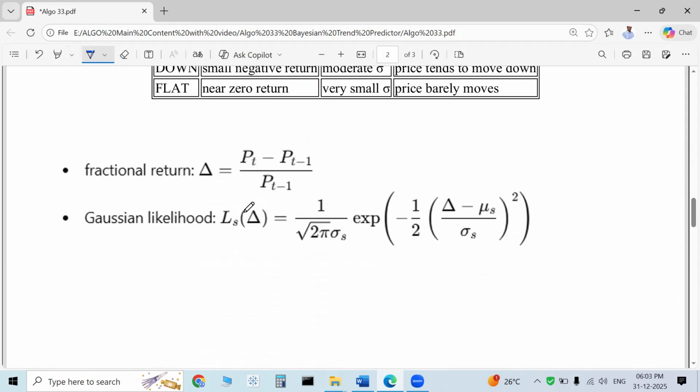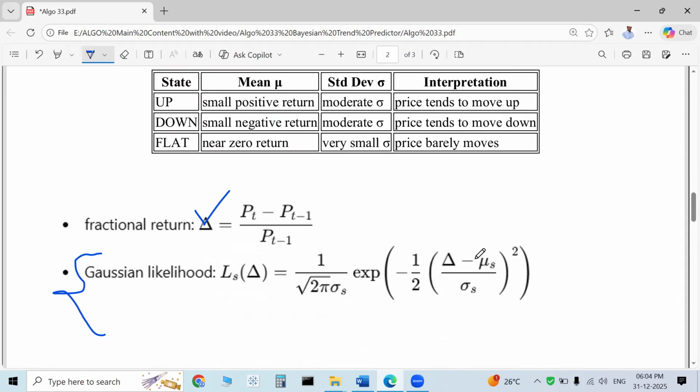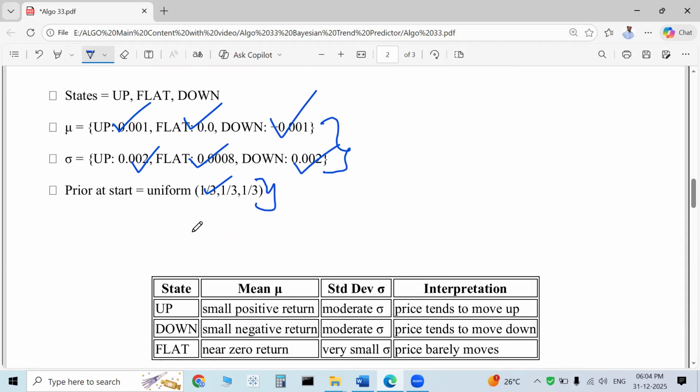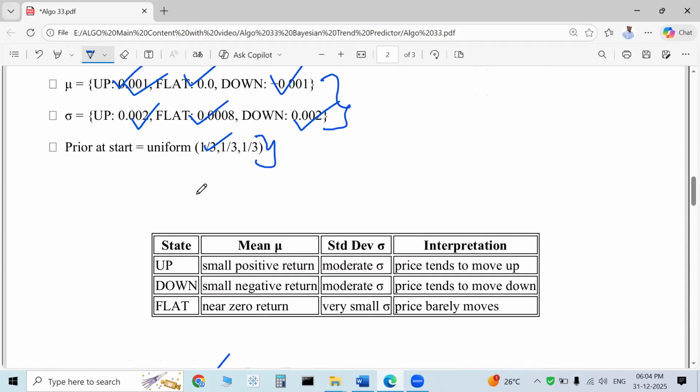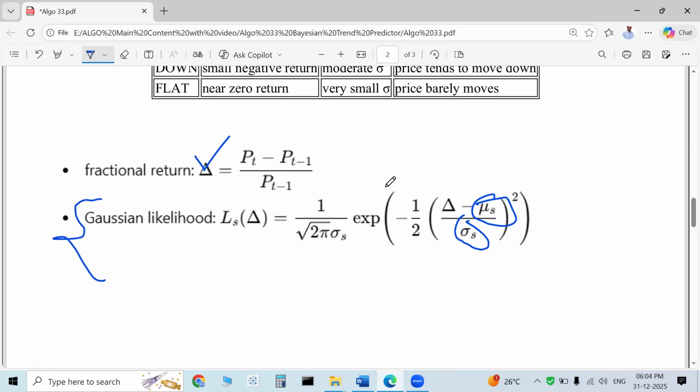So what we are going to do, first we are going to find out the delta. We need to calculate this likelihood calculation for three different values. So the mu and the sigma are going to change. If you're calculating it for up movement, it is this value. For the down movement, a different value. And for the flat movement, it is a different value. So we are going to get three different L.